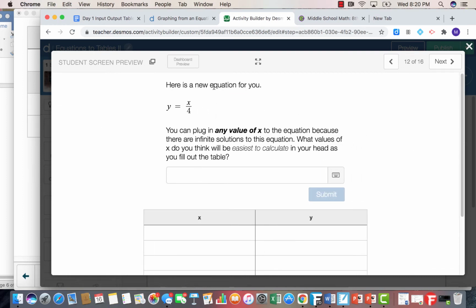Here's another equation, y equals x over 4. You can plug in any value for x because there are infinite solutions to this equation. Anything will work for x, literally.